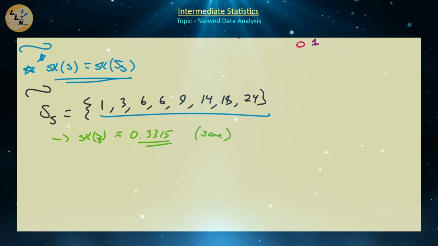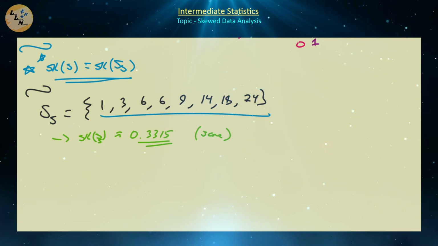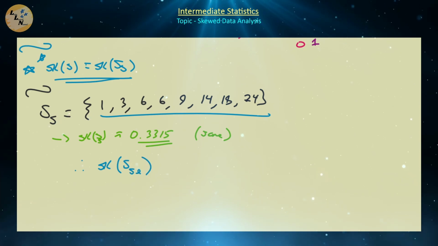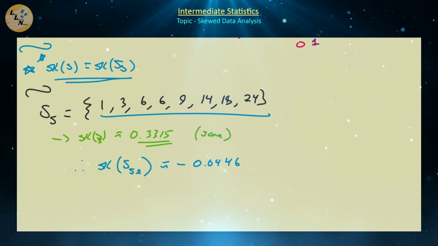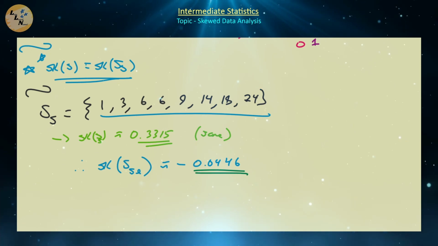And since we have all positive numbers and a skewed right data set, performing the log transform of the shifted data set should remove the skewness. So let's see what that comes out to. That's going to be the log transform of the shifted data set. Let's call that SSL. And it's going to come out to approximately negative 0.0446, right? Now, you may be scared because notice that the skewness coefficient is negative now, right?